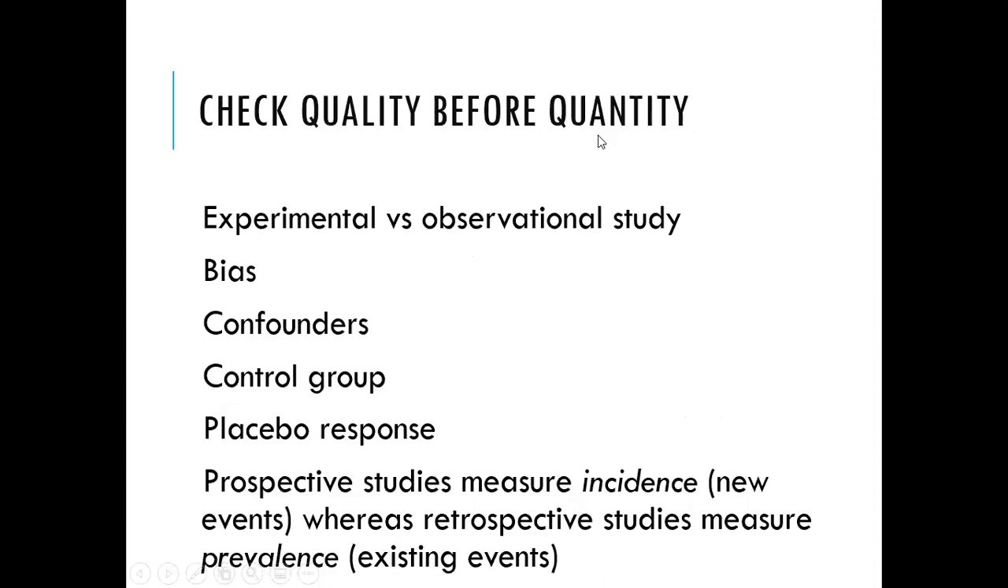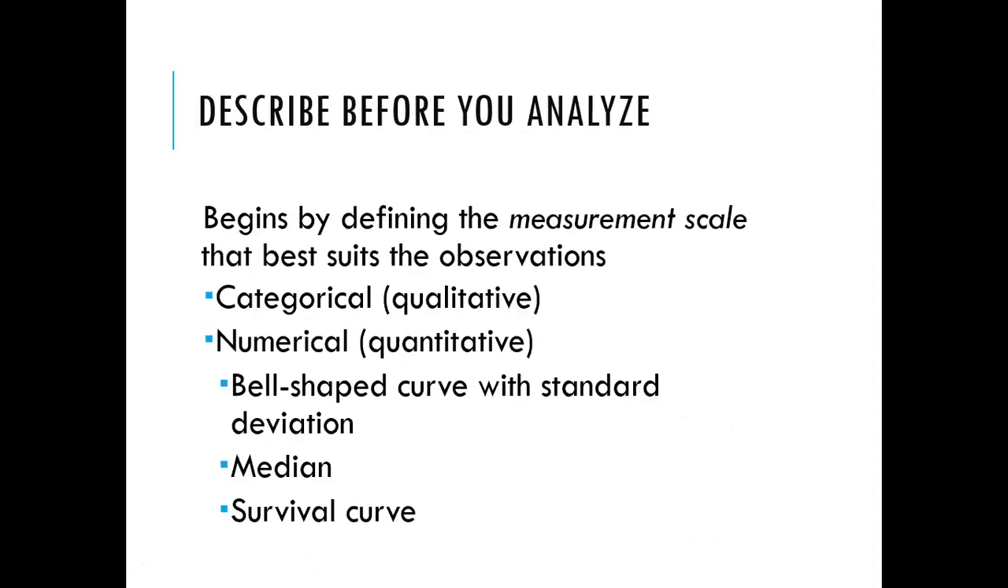So the first thing is check quality before quantity. We want to go for experimental versus observational study. We have to look into the biases. We have to look into confounders, the control group, any response to the placebo that is obviously seen in the experimental group, and prospective study where we can measure incidence for new events, or retrospective studies where we can measure prevalence. Describe before you analyze.